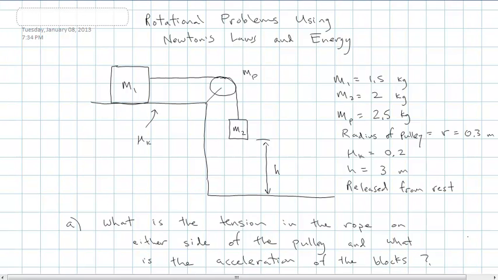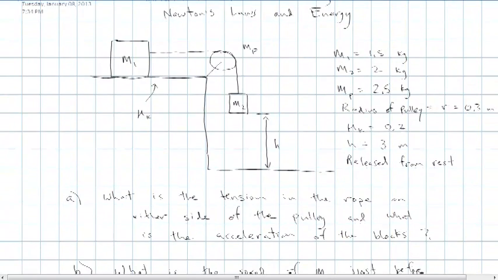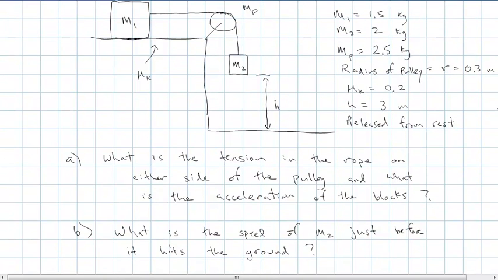Now the pulley has mass. We have the tools to deal with this. We can view our world a little more realistically. So a couple of questions that could pop up here. One question that we could ask about this problem is, what is the tension in the rope on either side of the pulley? Or what is the acceleration of the system?